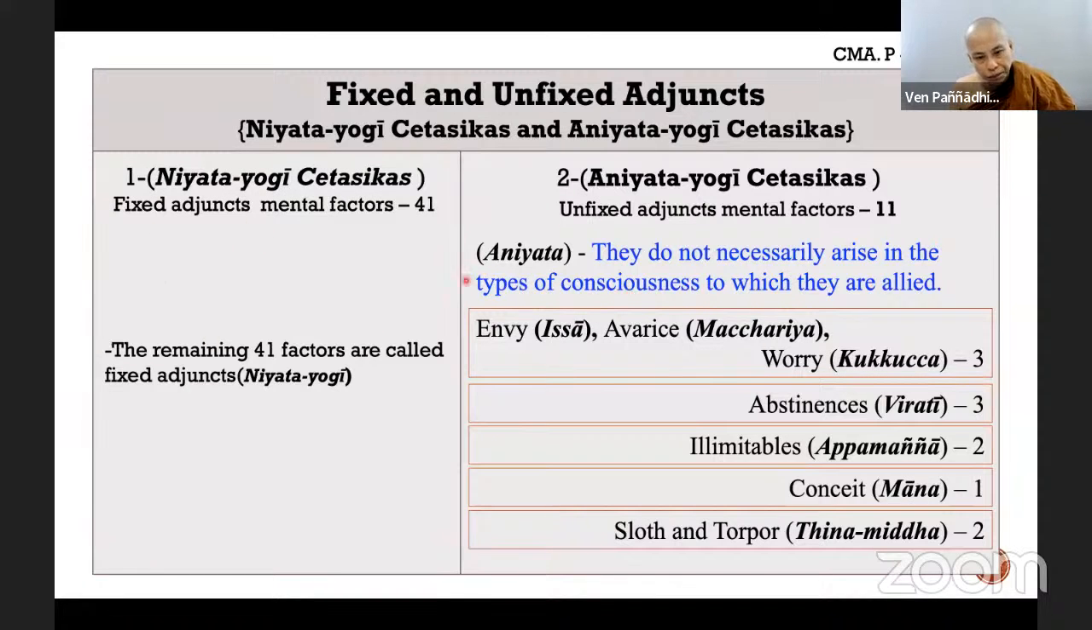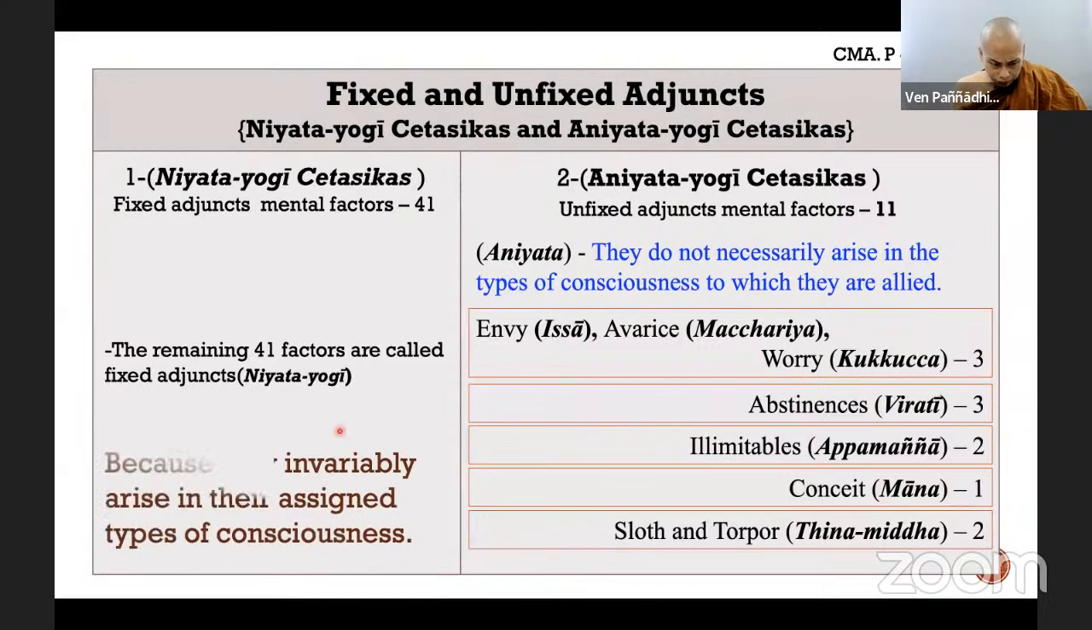If you know this principle, then the next is the combination method, according to Bhikkhu Bodhi's translation, the Sangaha method, which is easy. We already finished one group, the unwholesome group, even for the Sangaha method, right? So, okay, let's continue to classify. Here, the 11 we already counted, because they invariably arise in their assigned types of consciousness.